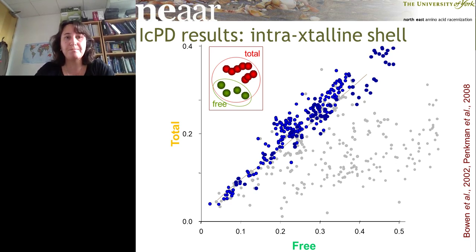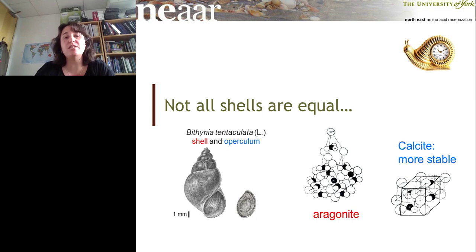Now, as the work continued, we started to realize that actually we need to concentrate not just on the organic fraction of the shell, but also on the inorganic fraction. So most shells exist in the form of calcium carbonate, and calcium carbonate can exist in two forms itself, aragonite and calcite. It also exists as basalt. That's less biologically important. Now, aragonite is actually unstable over geological timescales, and it can undergo mineral diagenesis to form the more stable calcite.